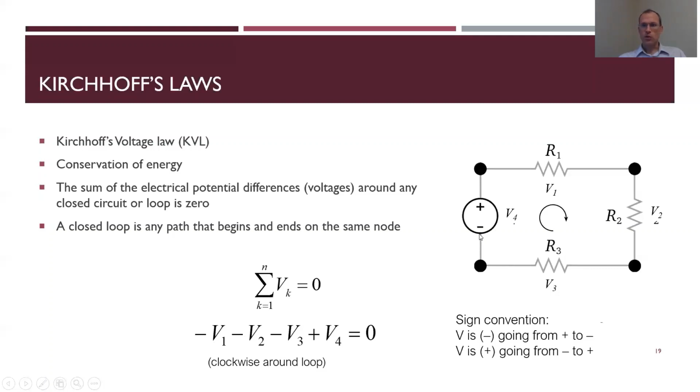And so in this case, going clockwise from negative to positive, I add 12 volts or V4 to be general. So I'm adding V4. Then whenever I go through a resistor, you always lose that voltage. So V1 is negative, V2 is negative, V3 is negative. So negative V1, negative V2, negative V3, plus V4 has to add to 0. That's the loop rule for this loop.